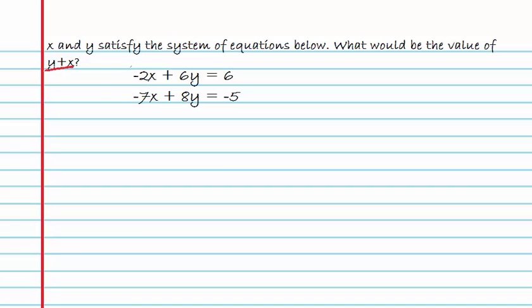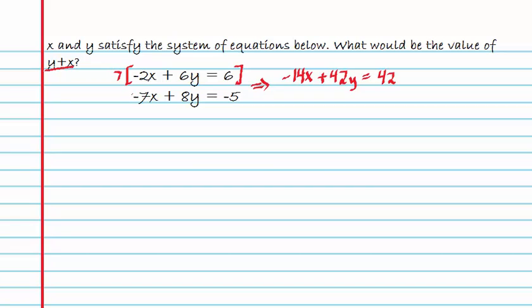What I'm going to do is multiply this top equation by 7. That will turn that -2x into a -14x. So when I rewrite that, it's 7 times -2x, which is -14x. 7 times 6y, that would be a positive 42y, equals, and then 7 times 6 again is 42.